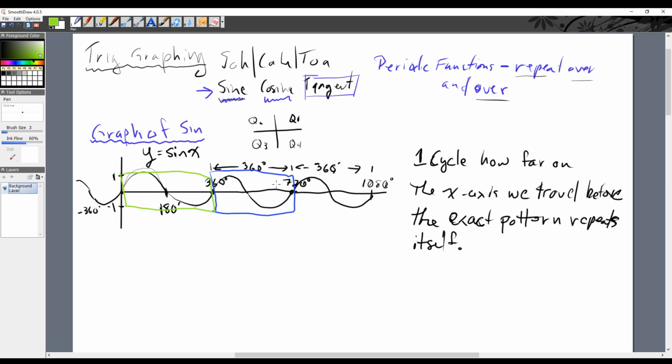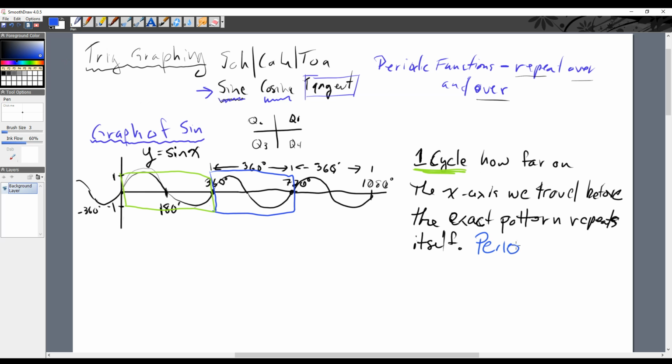Okay, so that's the definition of a cycle right here. One cycle is how far on the x-axis we travel before the exact pattern repeats itself. In this case, it is 360 degrees before it repeats itself. So that's one thing that we need to know, the cycle. The other name for this, the proper name that we're going to use most of the time, is called the period length.